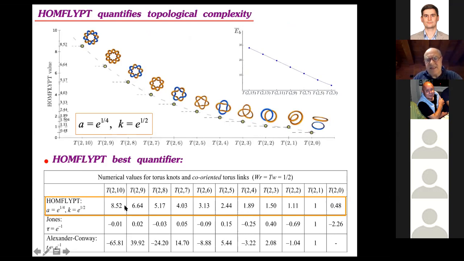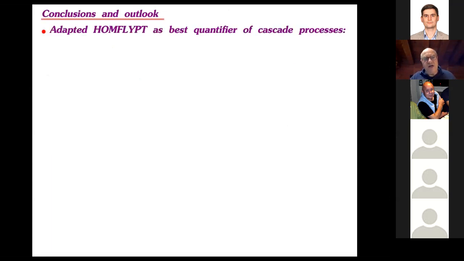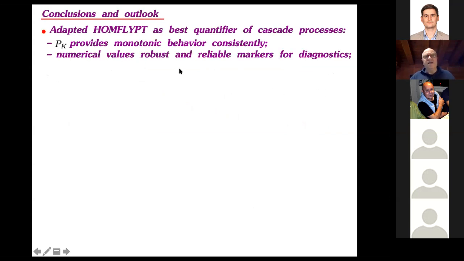This is consistent. By the way, also interesting is to compare the rate of change in time of these differences, not only considering this cascade progress, but other different types of topological transitions. And this is a piece of research that is now going on with Shin. So in summary, the polynomial provides a monotonic behavior consistently. The numerical values are robust and reliable markers for possible diagnostics.